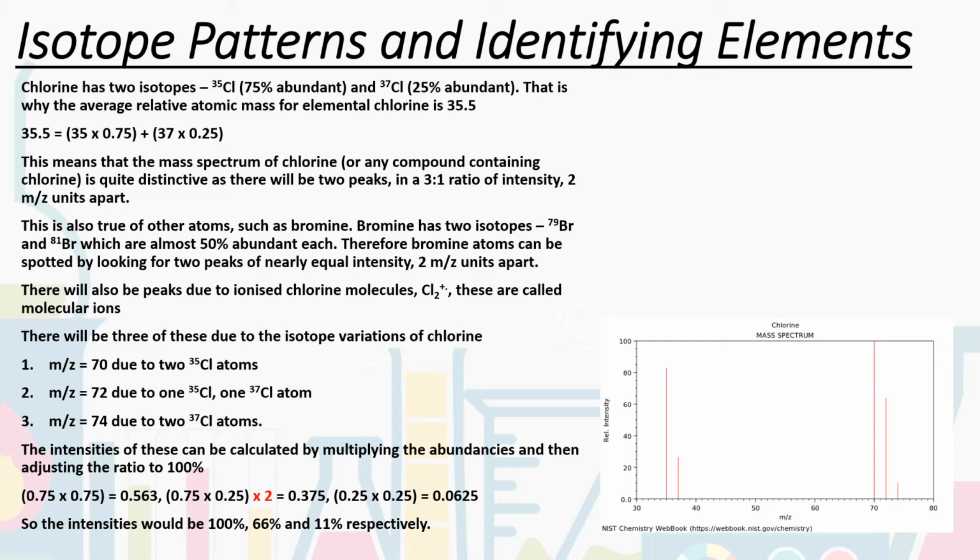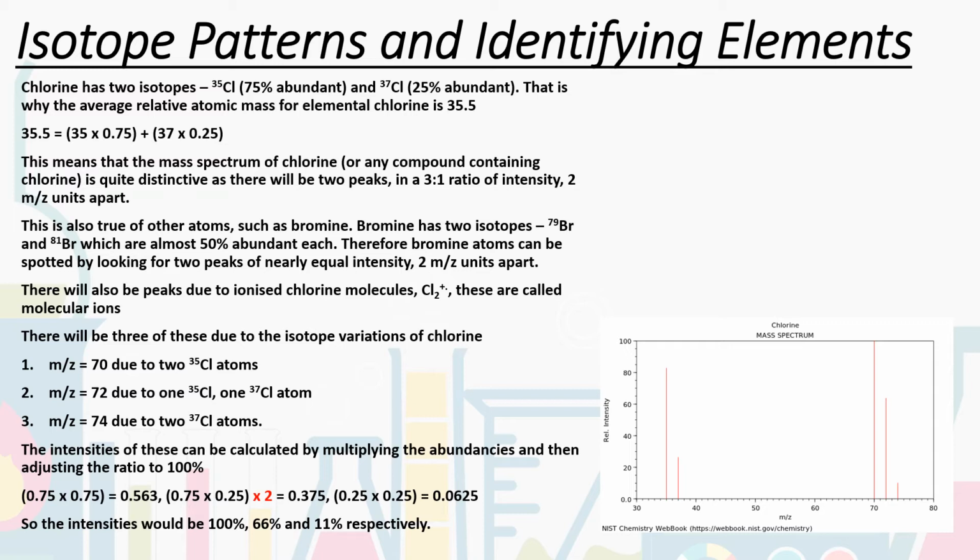Now, the dot just represents that it's a radical. Remember that a radical is an unpaired electron. So our chlorine originally would have had our octets filled. We've kicked off 1 electron, and so somewhere in that molecule we have an unpaired electron. So these molecular ions are often called plus dot molecular ions because they are positively charged and they are radicals.